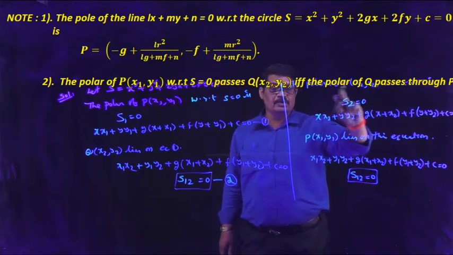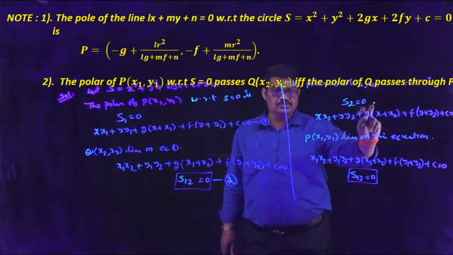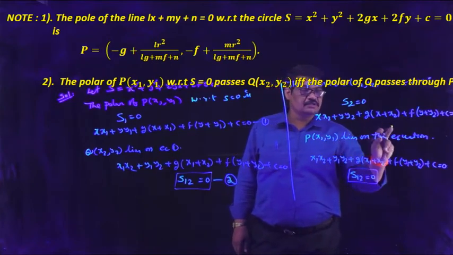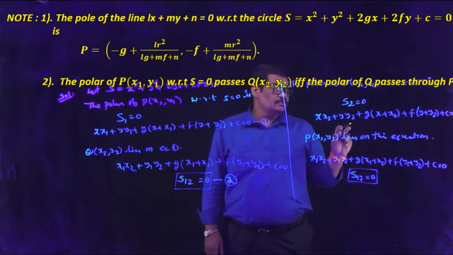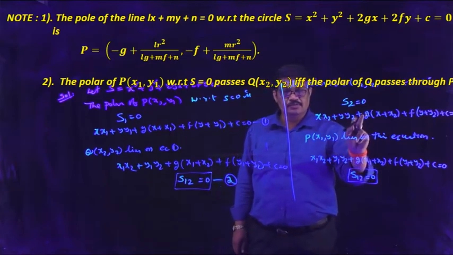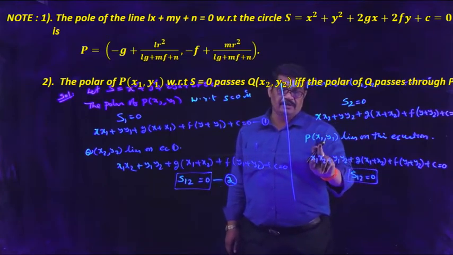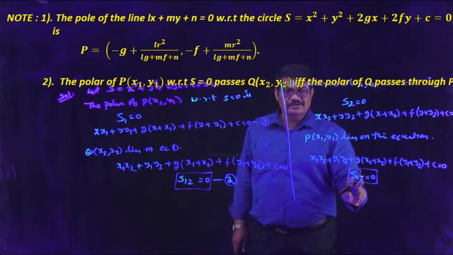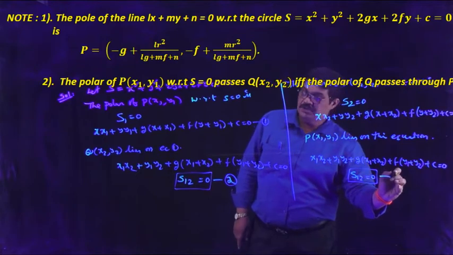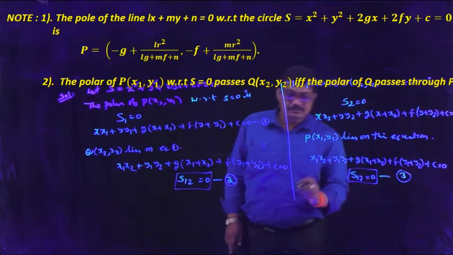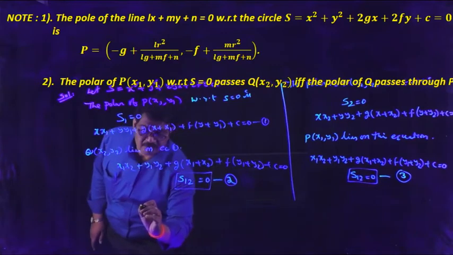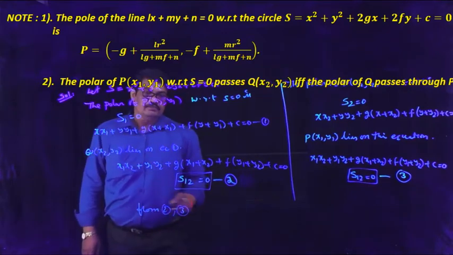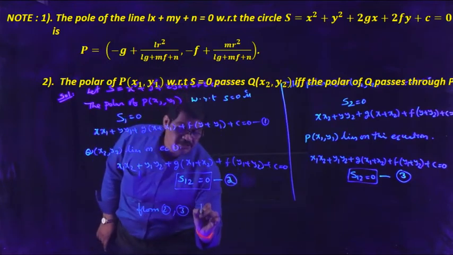Now we are writing the polar of Q of (x2, y2), that is S2 is equal to 0. That is the equation x x2 plus y y2 plus g into (x plus x2) plus f into (y plus y2) plus c is equal to 0. This polar passes through the point P, that is (x1, y1). Now we have to substitute this point. We are getting here also S12 is equal to 0. This is equation 3. From 2 and 3 we are concluding the statement is proved.